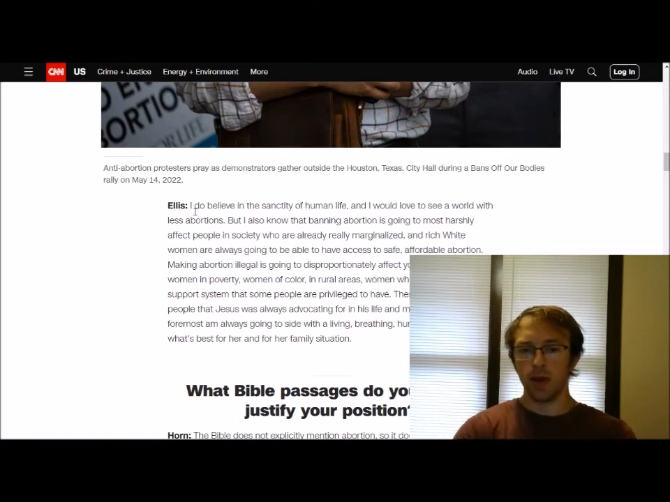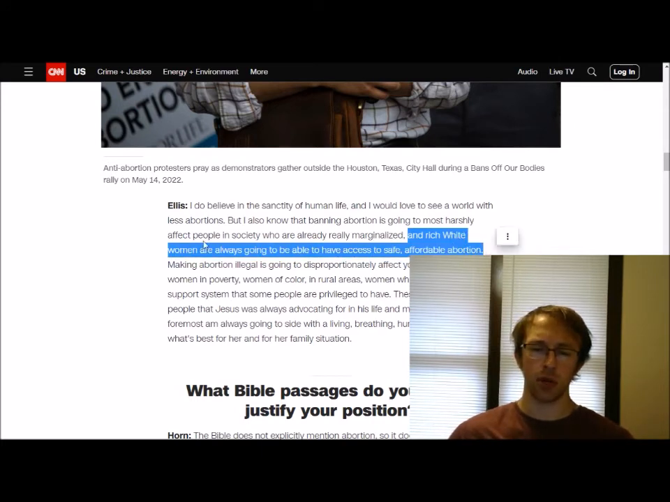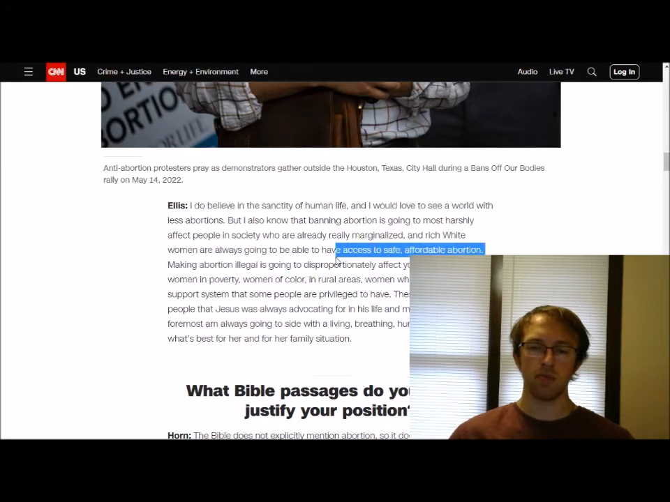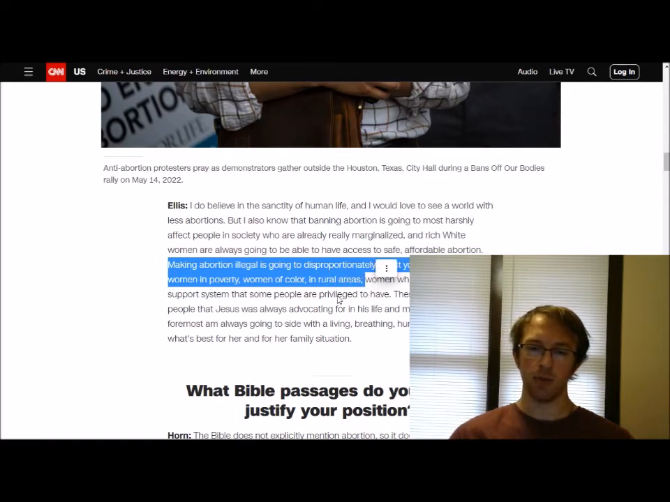She says, "I do believe in the sanctity of human life, and I would love to see a world with fewer abortions, but I also know that banning abortion is going to most harshly affect people in society who are already really marginalized, and rich white women are always going to be able to have access to safe, affordable abortion. Making abortion illegal is going to disproportionately affect young women, women in poverty, women of color, in rural areas, women who don't have a support system that some people are privileged to have. These are the kind of people that Jesus was always advocating for in his life and ministry. I first and foremost am always going to side with a living, breathing human woman, what's best for her and for her family situation."